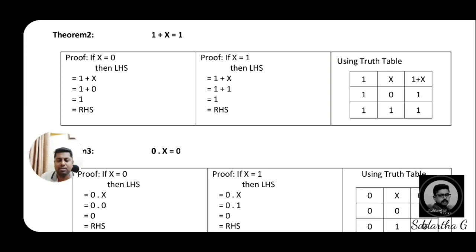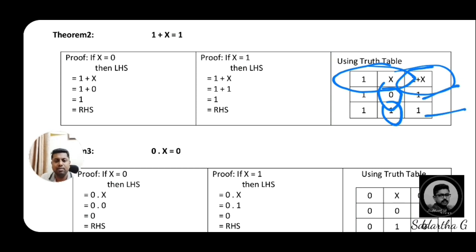Now we have one more method, that is the truth table method. In this particular truth table method, as we discussed earlier, we write the expression in the truth table. I am showing 1 plus x, where 1 and x are the two inputs, and the expression is 1 plus x. Sometimes for x I am considering 0, and sometimes x is also 1. Then 1 plus 0 is 1 and 1 plus 1 is also 1. Hence this theorem is proved with the help of the truth table.